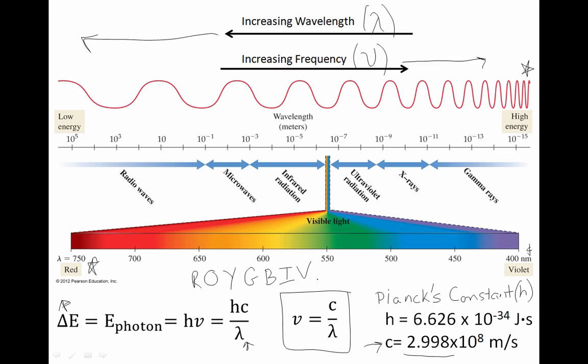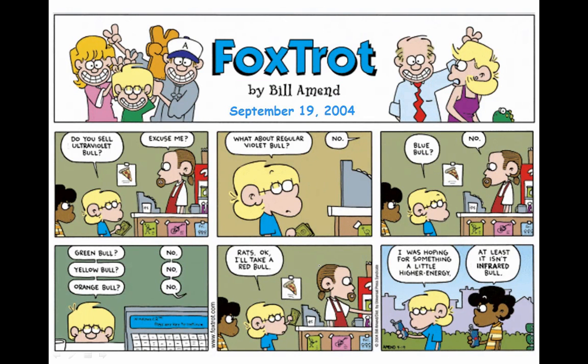How do I remember that violet has the most energy and red is the least energetic? I like looking at this comic strip. This is Foxtrot. He's going to the store and he asks the cashier, "Do you sell ultraviolet bowl?" And the guy says, "Excuse me? What about regular violet bowl?" No. Blue bowl? No. Green bowl, yellow bowl, orange bowl? No, no, no. Rats. Okay, I'll take a red bowl. And then he says, "I was hoping for something with a little higher energy." And then his friend says, "At least it is an infrared bowl."